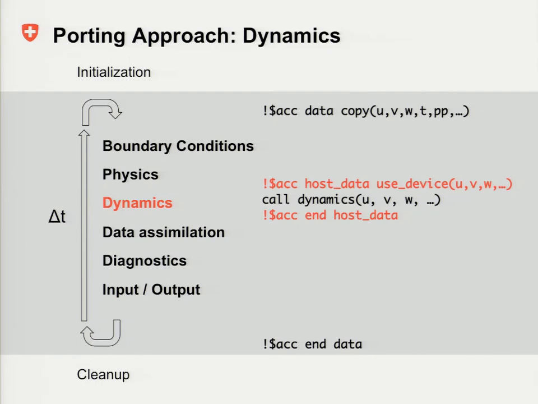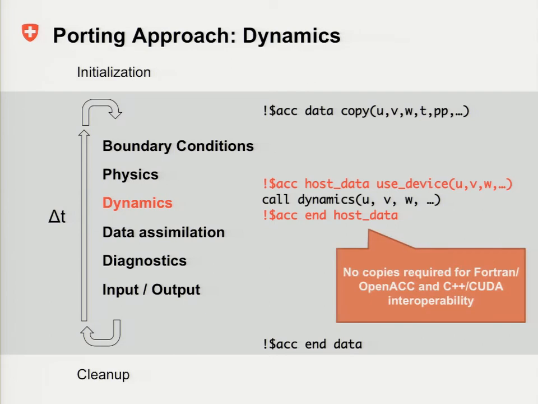So the way this is done is we get the GPU pointers of the fields we want to access, and then we call the dynamics, which actually runs in C++ CUDA, and we pass it the GPU pointers of the data, and then here's the end host data directive. This is the key to making CUDA and OpenACC interoperable. For a very long time this was not available, and you needed some hacks in order to get the GPU pointers out. So the punchline here is that with this approach, you don't need any copies going from Fortran OpenACC to C++ CUDA, and you have interoperability and can share the fields.